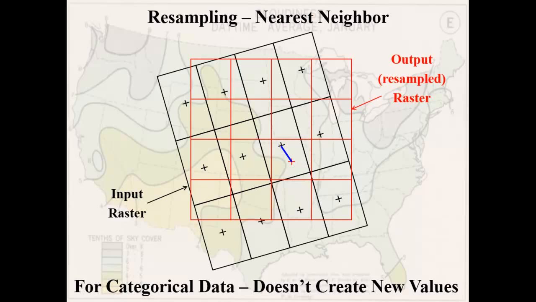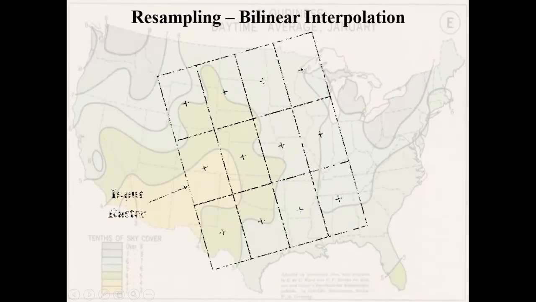That's called nearest neighbor. That's going to be good for categorical data, the nominal and the ordinal data. So if my new cell is closest to this old cell, then if the old cell was forest, we'll call the new cell forest, for example. Good for categorical data. Doesn't create any new values, right? This is a value that gets moved to here. It doesn't make any new values at all.